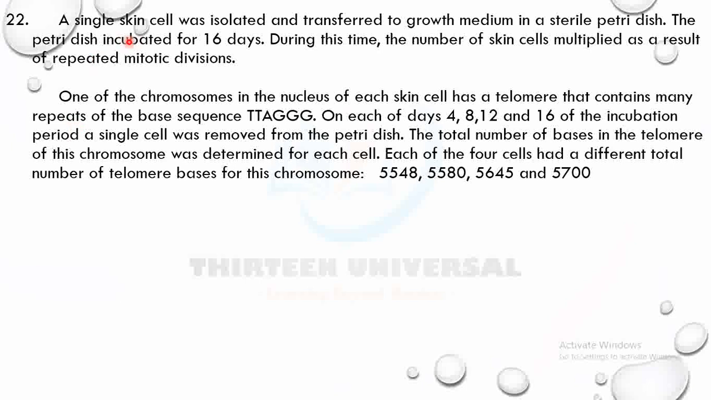You can see a single skin cell was isolated and transferred to a growth medium in a sterile petri dish. The petri dish was incubated for 19 days. During this time, the number of skin cells multiplied as a result of repeated mitotic divisions. One of the chromosomes in the nucleus of each skin cell has a telomere that contains many repeats of a base sequence. On each of the days 4, 8, 12, and 16 of the incubation period, a single cell was removed from the petri dish. The total number of bases in the telomere of this chromosome was determined for each cell. Each of the 4 cells had a different total number of telomere bases for this chromosome.